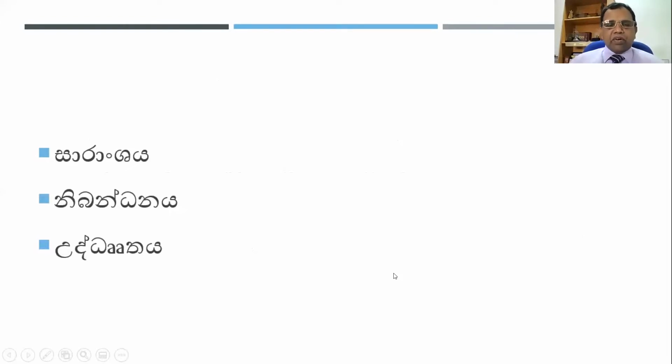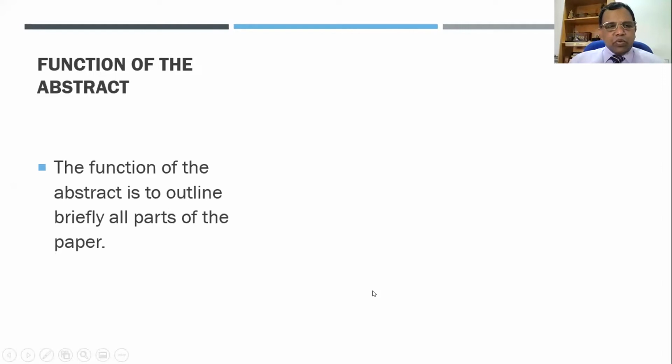Now, for the benefit of those who would like to see the meaning in Sinhala, an abstract in general terms we call a saransha, or sometimes in singular nibandhana, udhrutaya, but not necessarily within those meanings. Just try to understand it in English, as we are going to write these abstracts in English. So the function of the abstract is to outline briefly all parts of the paper. I repeat, all parts of the paper.